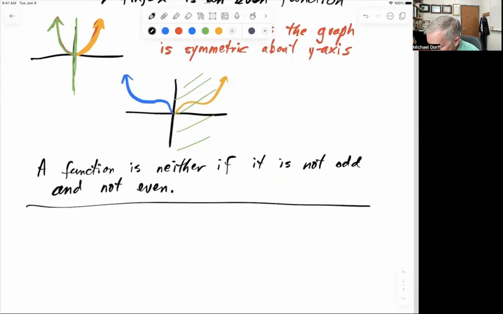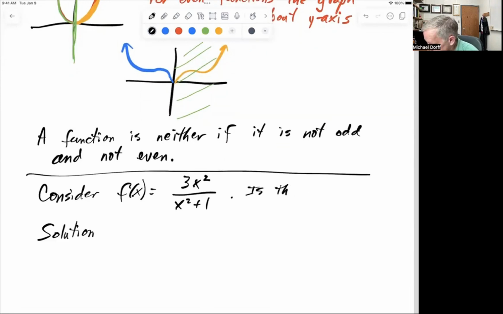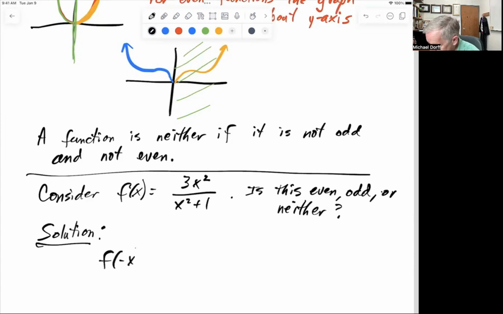So in this particular problem, we were supposed to look at f of x equaling 3x squared over x squared plus 1. So is this even, odd, or neither? The first thing I would do is look at f of negative x. So I'm going to substitute in negative x for anywhere I see x in the formula for the function. So I'm going to get 3 times parentheses negative x squared over negative x quantity squared plus 1. So I've put in negative x inside those parentheses.